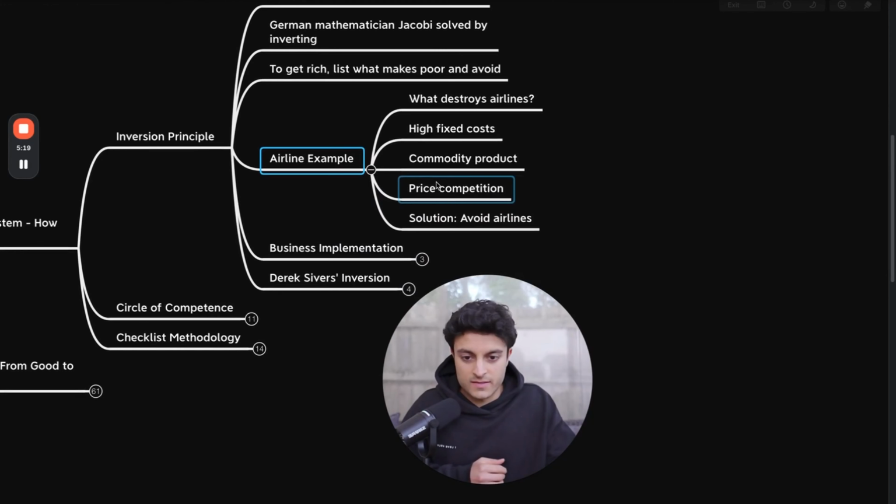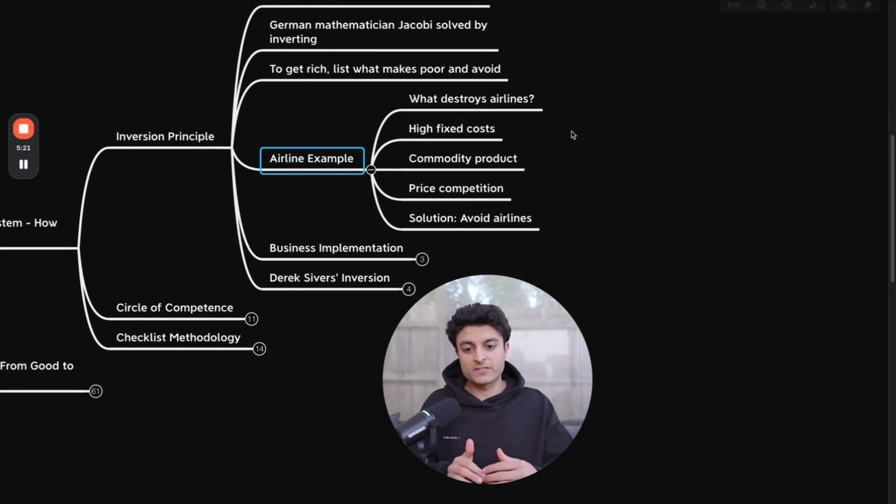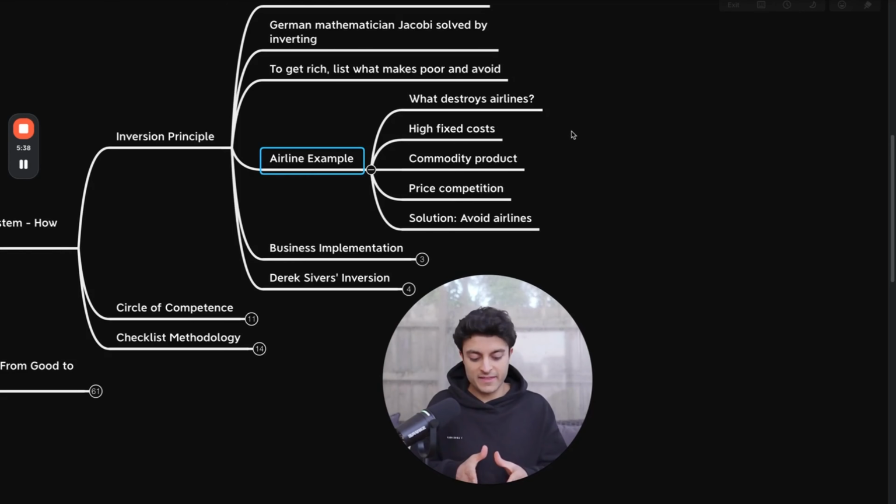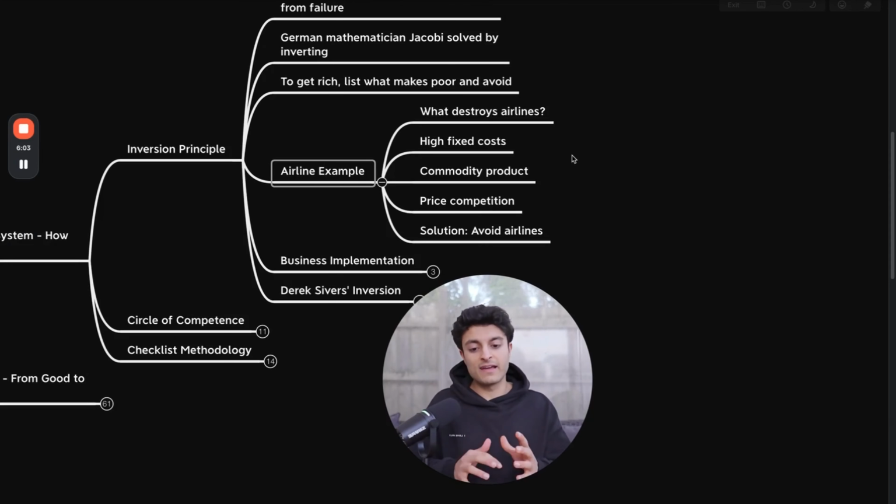Airline example. What destroys an airline? High fixed costs, commodity product, price competition. Solution: avoid airlines. This particular example is from Warren Buffett's and Charlie Munger's investment philosophy. I think they lost a lot of money in airline investing, or they avoided airlines as an investment option because of these particular issues that airlines often had. So they avoided it as an investment category or industry.